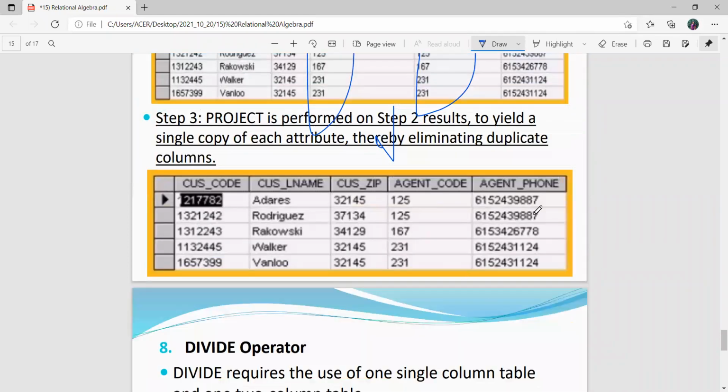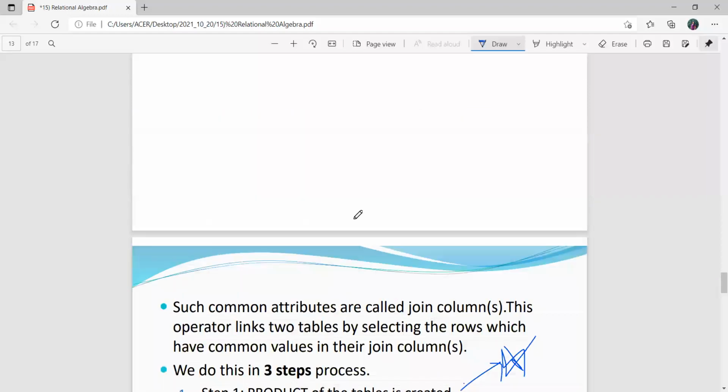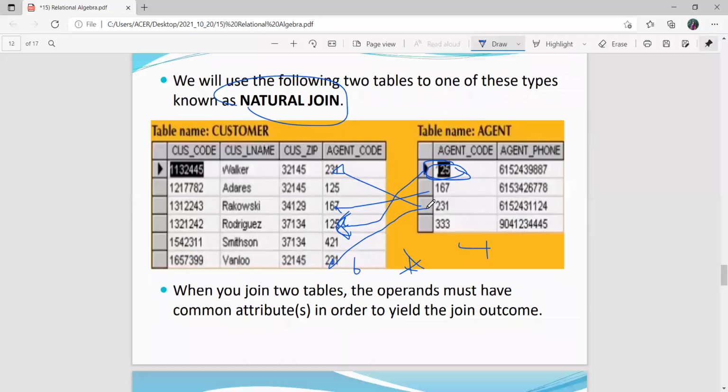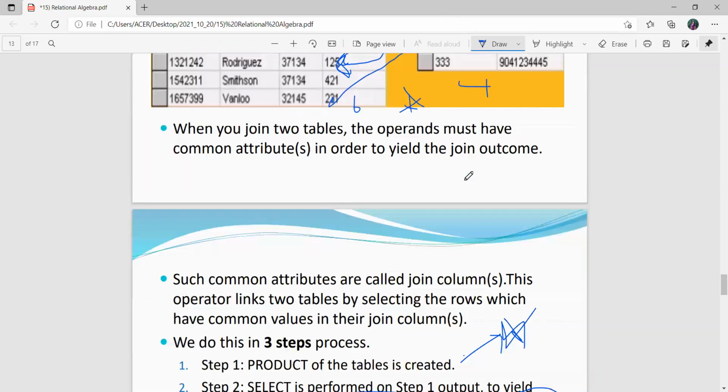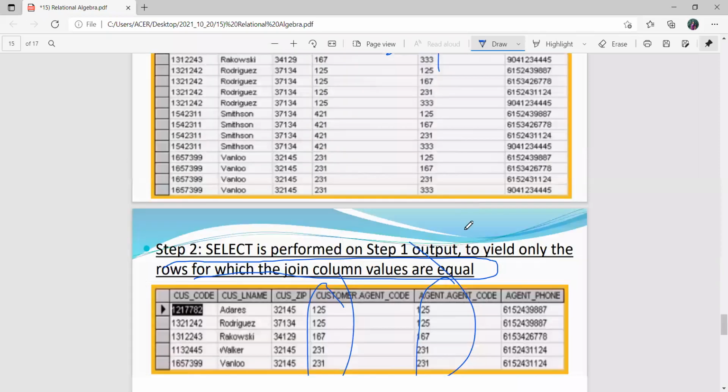Then you can see this is the output. In this case, join is going to find the matching values from the two tables. To do this, first you need to take the Cartesian product of the two tables. Then you can find the records with the same value. After that, you can eliminate the duplicate columns.